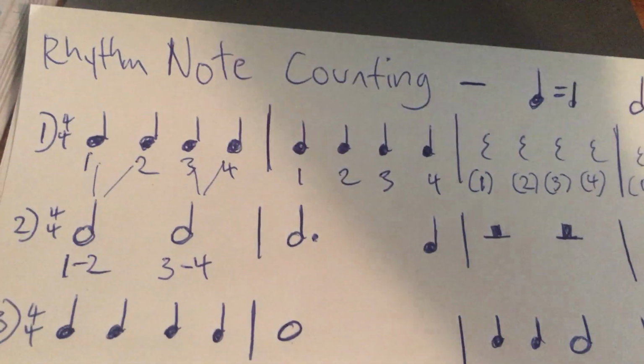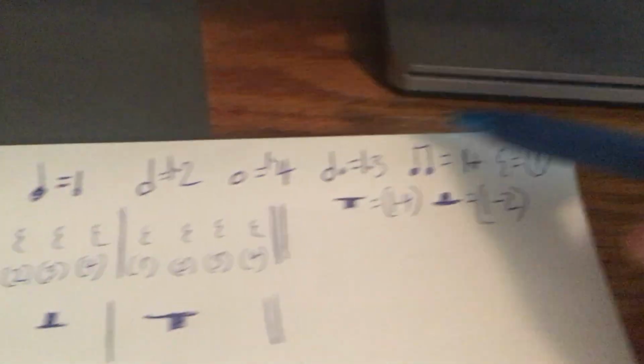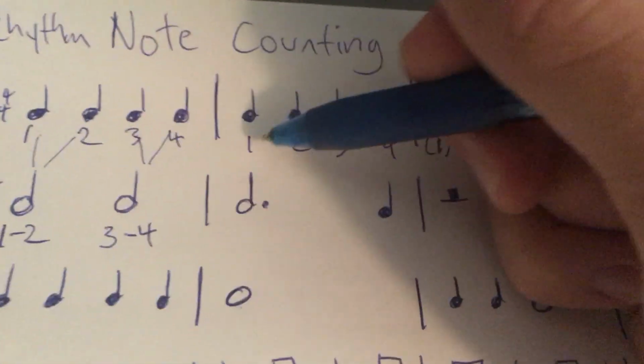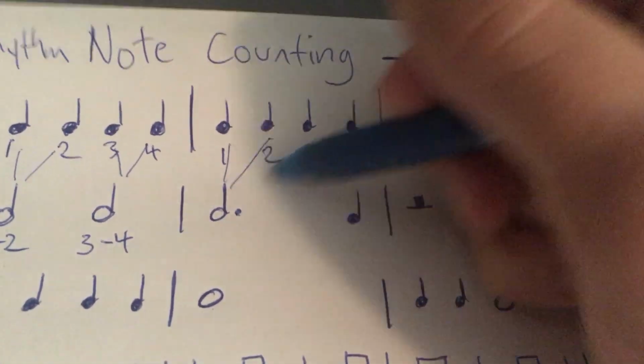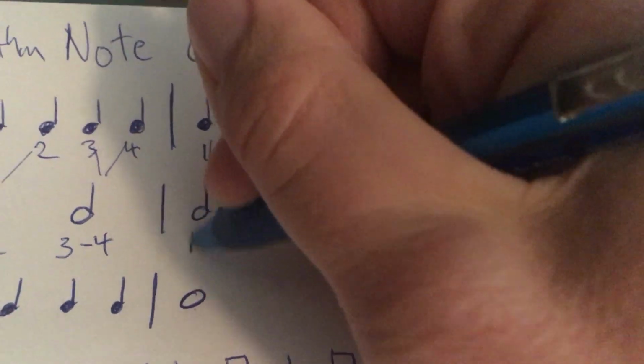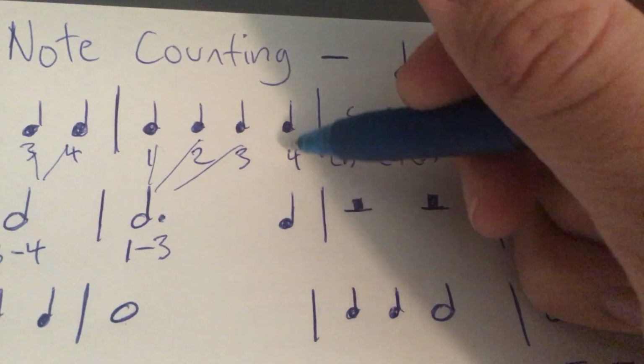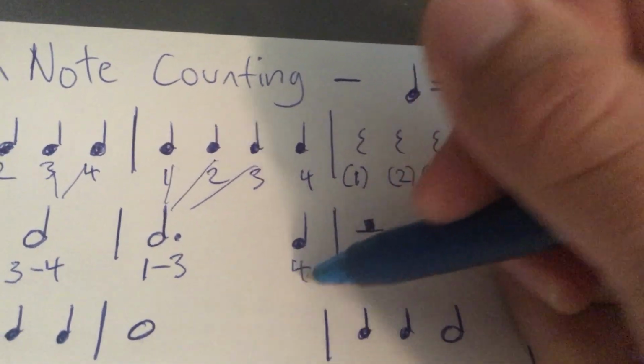This one right here, the dotted half, is worth 3 beats. Okay, so let's go over here. Now this is going to combine that one and that one, and it makes what we call 1 through 3. And then which one is hanging out here by itself? Beat 4. Okay.